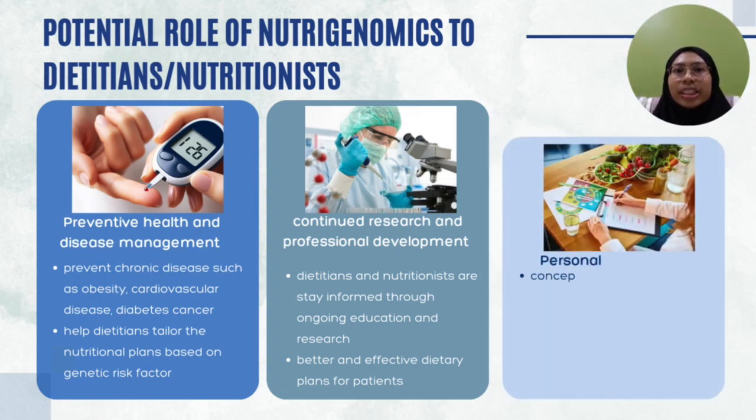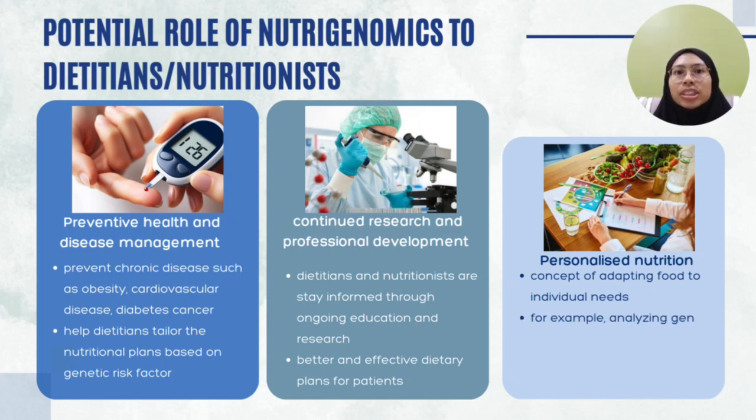Nutrigenomics allows dietitians and nutritionists to offer personalized dietary advice based on an individual's unique genetic makeup. By analyzing genetic predispositions to certain health conditions such as obesity, cardiovascular disease, and diabetes, professionals can recommend specific diets that may better support a person's health. Genetic tests can determine how someone metabolizes certain nutrients like fats, sugars, and vitamins, helping professionals tailor diet plans to improve health outcomes.